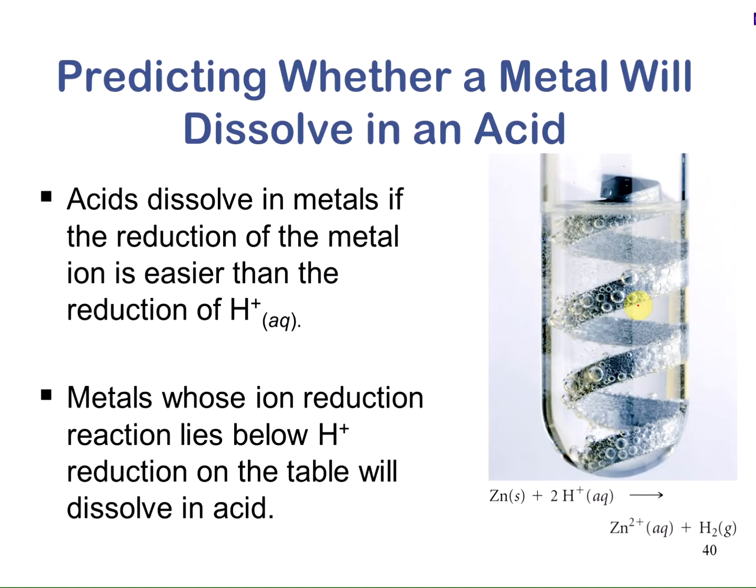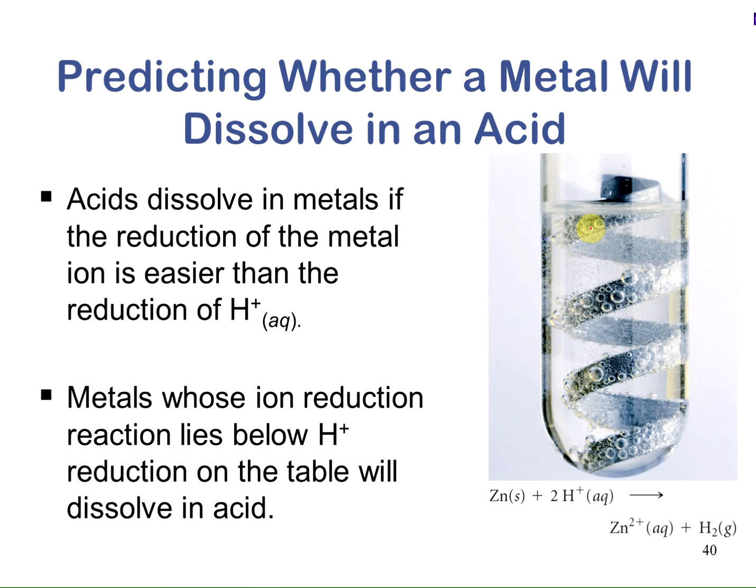So we can predict whether a metal will dissolve in an acid. An acid will dissolve a metal if the reduction of the metal ion is easier than the reduction of the H+. Metals whose ion reduction reaction lies below the proton reduction on the table will dissolve in an acid.